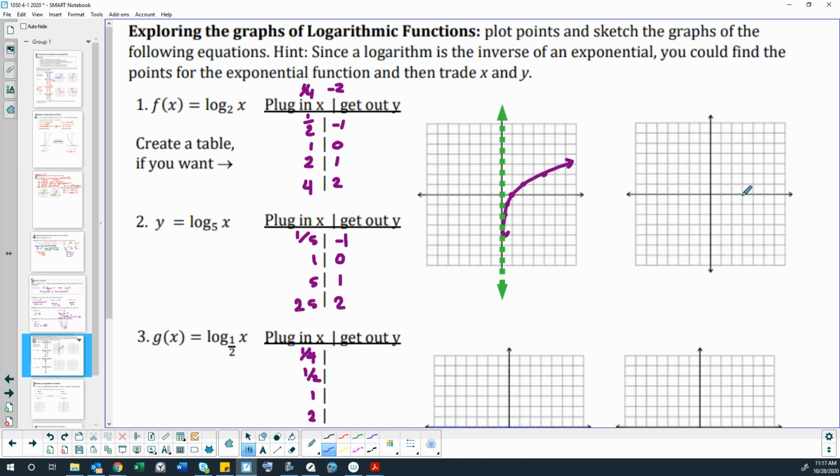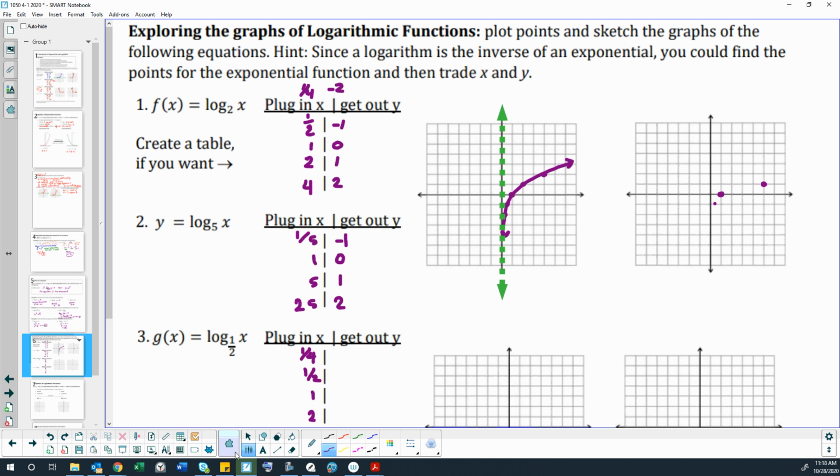Okay, let's go ahead and sketch those over here. So we have (1/5, -1), (1, 0). So see how we're always getting that x-intercept this time at (1, 0) instead of a y-intercept at (0, 1), and that's because these are the inverses of those exponentials. Then we have a point at (5, 1). And (25, 2) doesn't even fit on my graph, so I'm going to ignore that one.